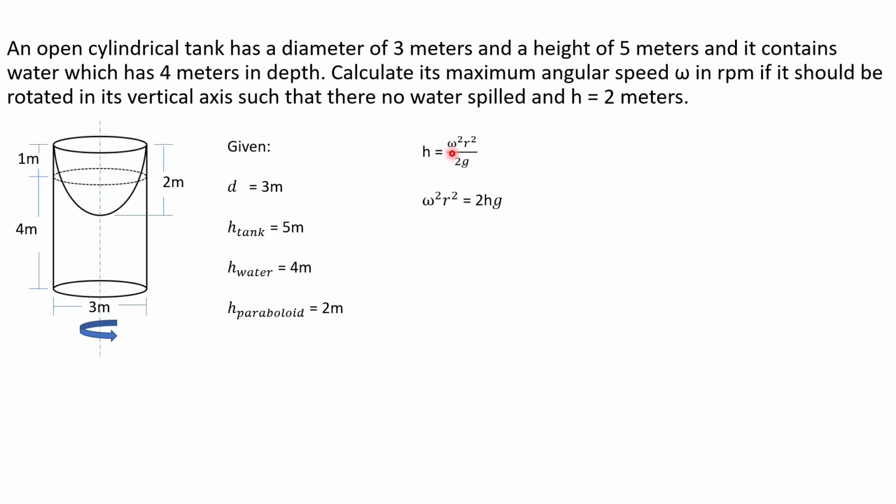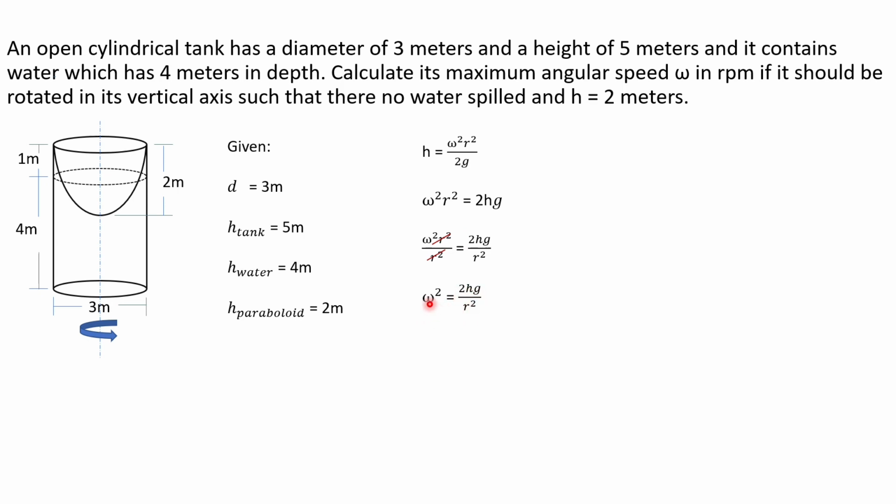And in order to solve for omega here, we will cross multiply this equation, and now we get omega squared r squared is equal to 2hg. And we're looking for omega, so we will divide both sides of the equation by r squared. So now we have this, and we can cancel r squared on the left side of the equation. And what will be left is omega squared is equal to 2hg over r squared.